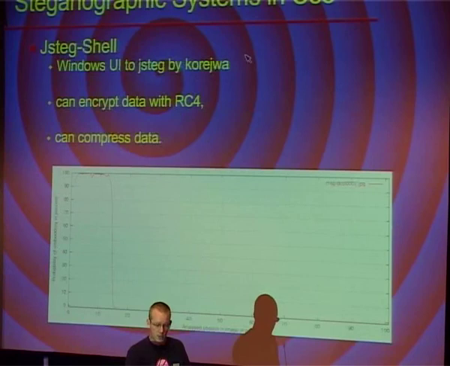So JSteg Shell is a bit different. You can encrypt data with RC4, and you can also compress it. And now, since all the data is completely encrypted, you'll see a very nice correlation at the beginning of the image too that you can test.